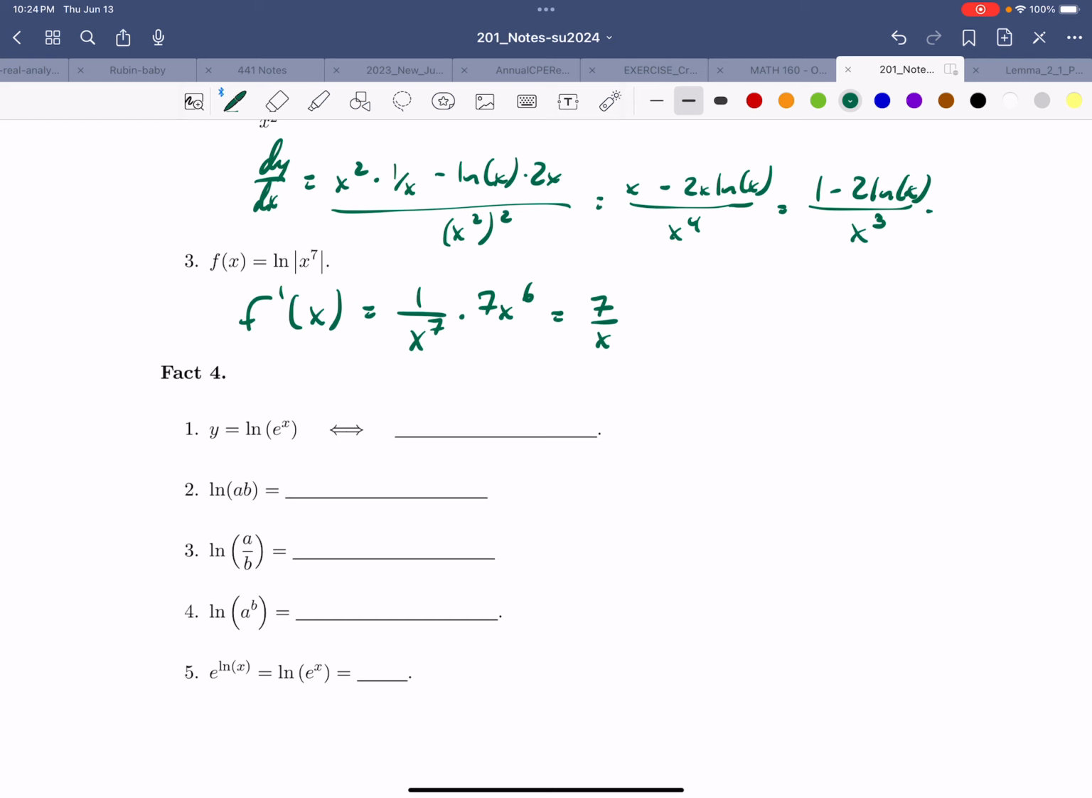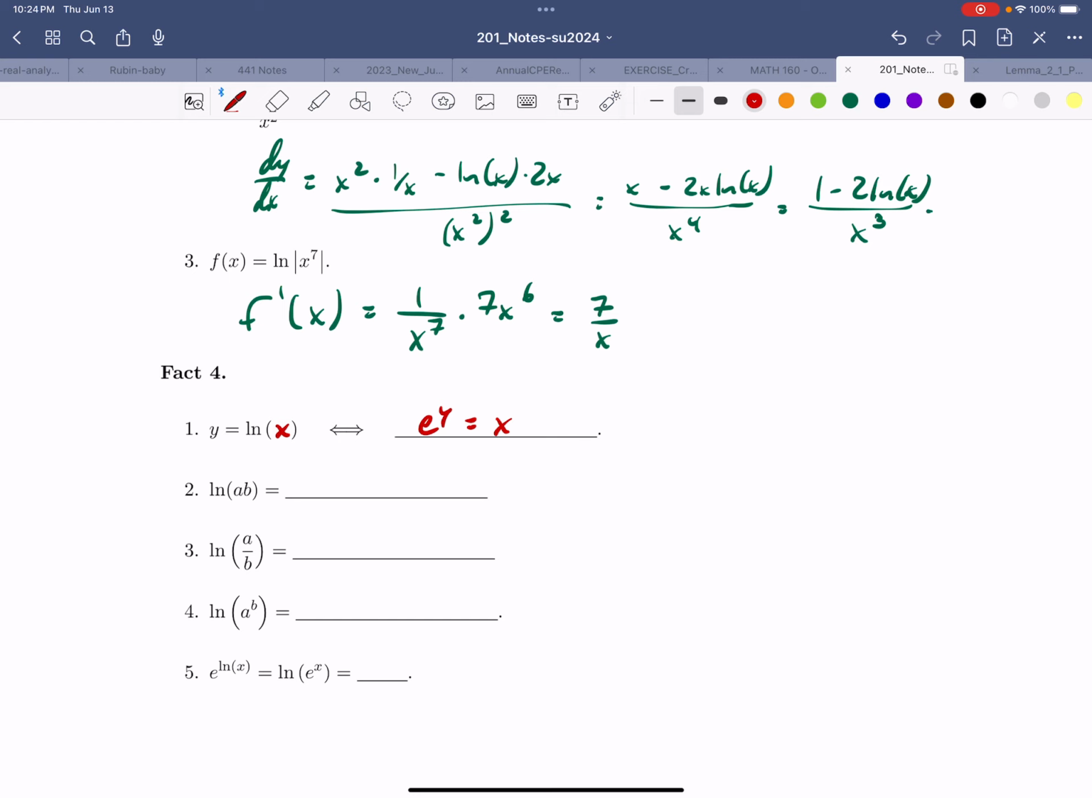Number 1, y equals ln of e to the x. Oh, sorry, that's actually a typo. I regret this. That is not what that is supposed to say. That is supposed to say y equals ln of x is equivalent to e to the y equals x, right? Raise e to both sides.